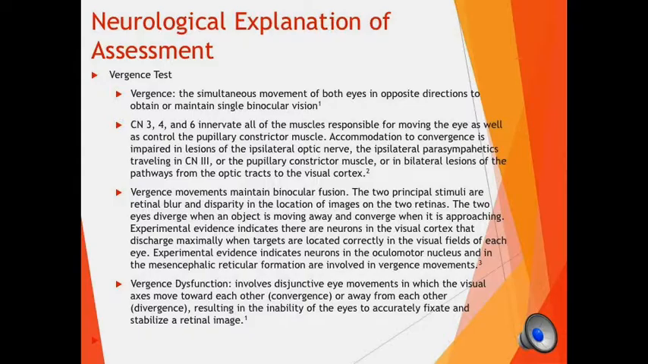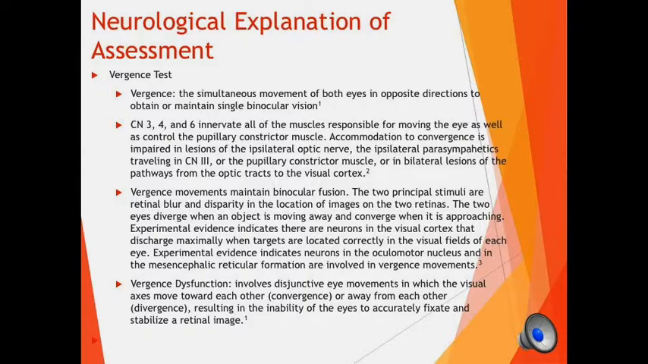Vergence movements maintain binocular fusion. The two principal stimuli are retinal blur and disparity in the location of the images on the two retinas. The two eyes diverge when an object is moving away and converge when it is approaching. Experimental evidence indicates there are neurons in the visual cortex that discharge maximally when targets are located correctly in the visual fields of each eye. Experimental evidence also indicates neurons in the oculomotor nucleus and in the mesencephalic reticular formation are involved in vergence movements.